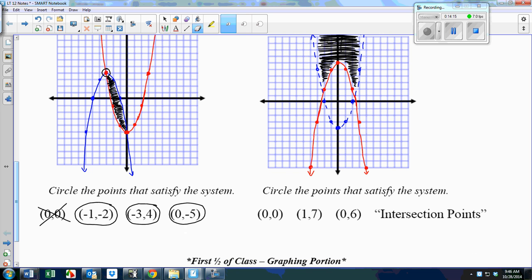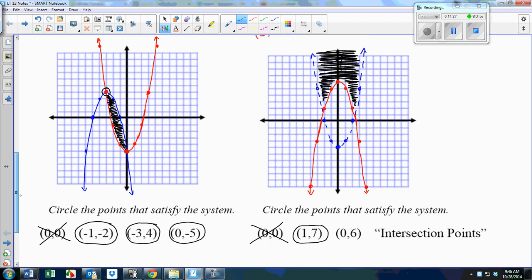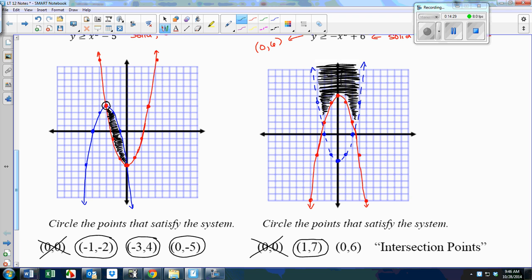Circle the points that satisfy. First one, 0, 0. Does that one work? Nope. 1, 7. Yeah, that's high enough to get into there, into the shaded region. What about 0, 6? Well, what's special about 0, 6 for starters? 0, 6 is the vertex of the red parabola. It's on that line, but it's solid, so yeah.